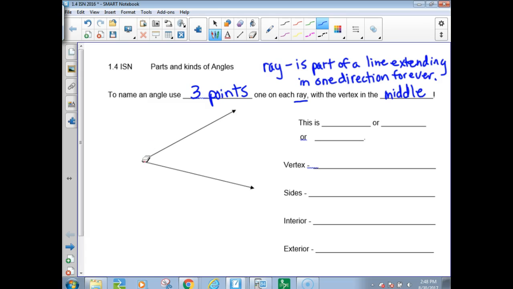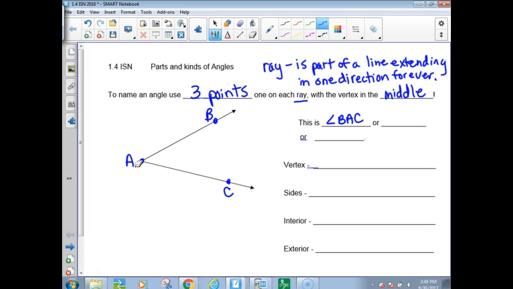Okay. So let's go ahead and name this. I don't want you thinking that everything else always has to be in alphabetical order when you name it. So I'm going to call this angle B. So I'm putting a point on the top ray. That's B. And then I'm at the vertex. I'm going to put an A. And I'm going to put a C over here on the other ray. So if I were to name this, this would be called angle BAC. BAC. A must be in the middle.